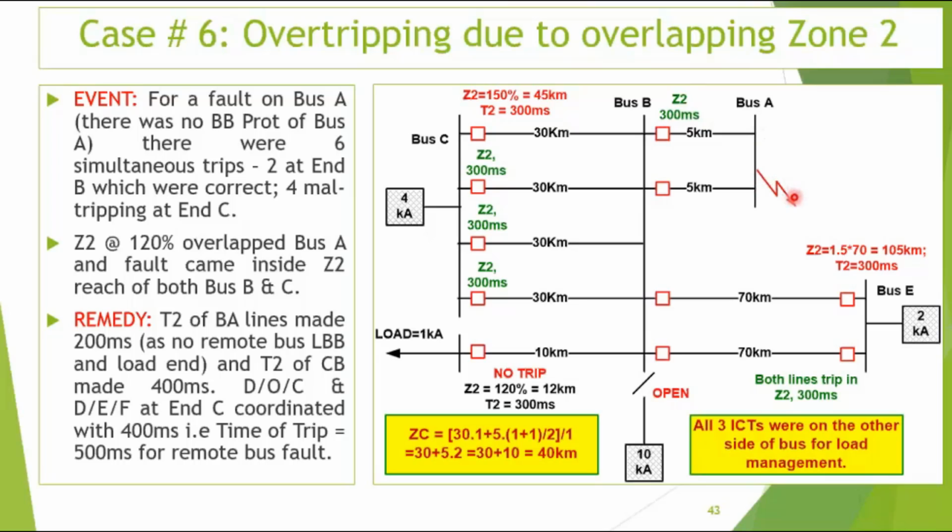What happened for a fault on bus A? All relays tripped. These two, because this was a zone 2 fault for this, it's a bus fault. This bus bar did not operate or whatever happened, all the 6 relays tripped from here. So this is why this thing had to be 300 millisecond and this thing had to be 500 millisecond, or 450 at least, then only this thing will work.